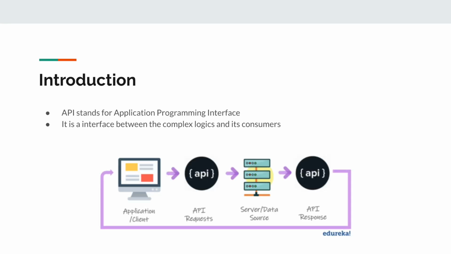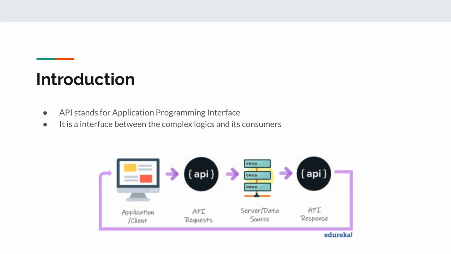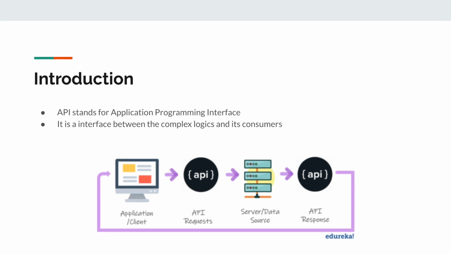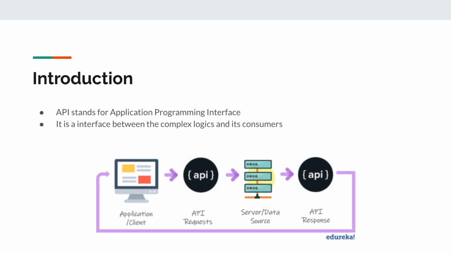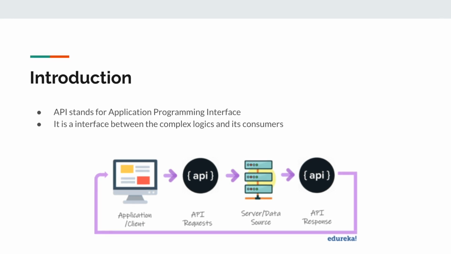API stands for Application Programming Interface. What it does is act as an interface or communicator between two different systems, and in this case each system doesn't need to know about the other, which means how it is implemented and what is going on inside. It doesn't care about that.